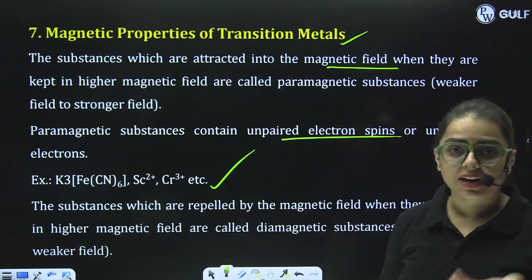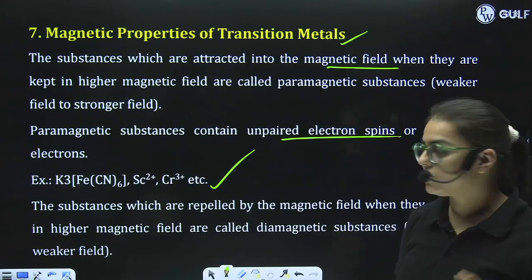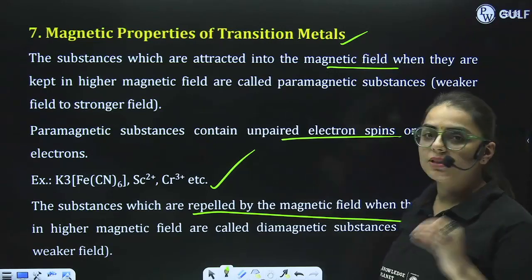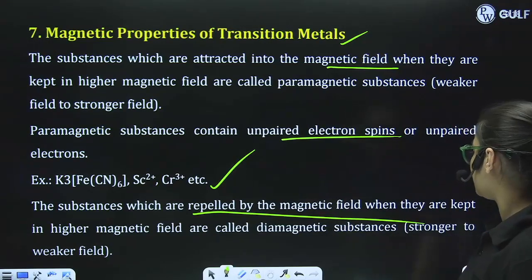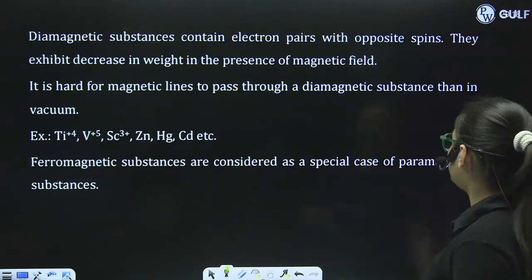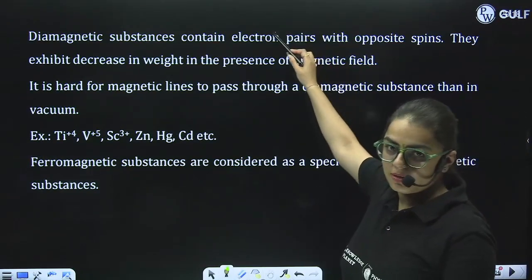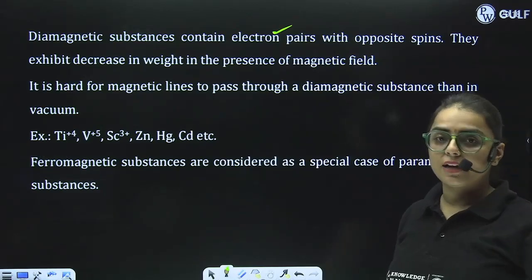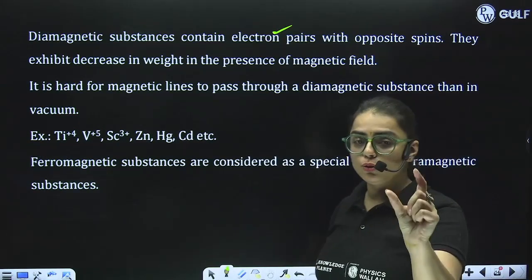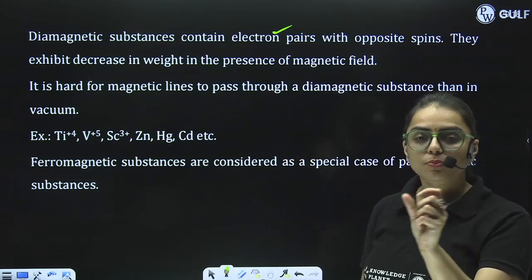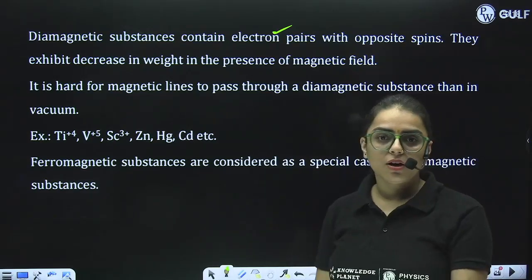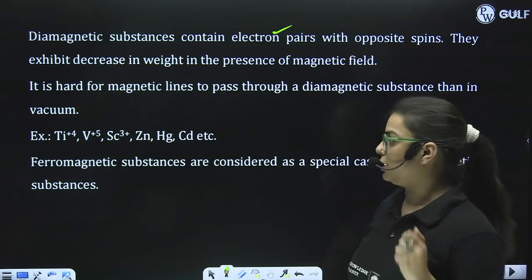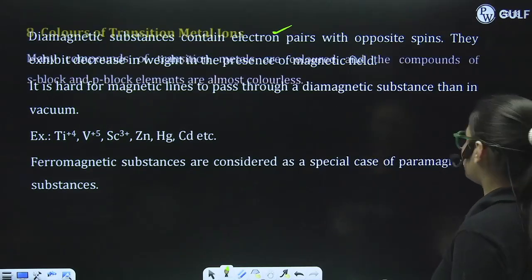Diamagnetic is when there is a pairing between the electrons, there are no unpaired electrons, which are weakly repelled by the magnetic field and when they are kept in the higher magnetic field, they are being repelled. So they contain the electron pairs. As I've already told you, there are no unpaired electrons. So in the case of paramagnetic, you can even calculate the magnetic moment by root of n(n+2), okay? So this is the way to calculate the magnetic moment. It is calculated in Bohr magneton. Right, their examples they have given you over here.